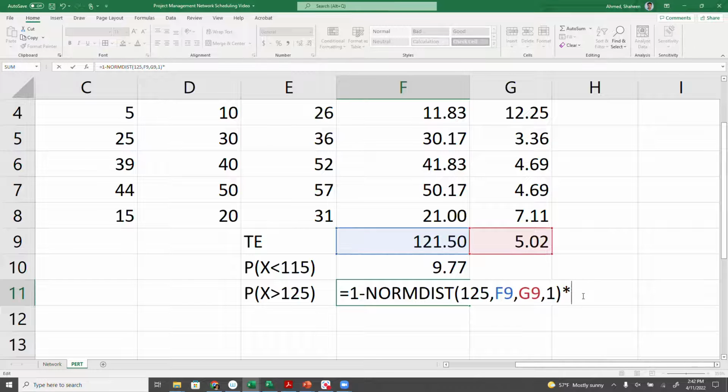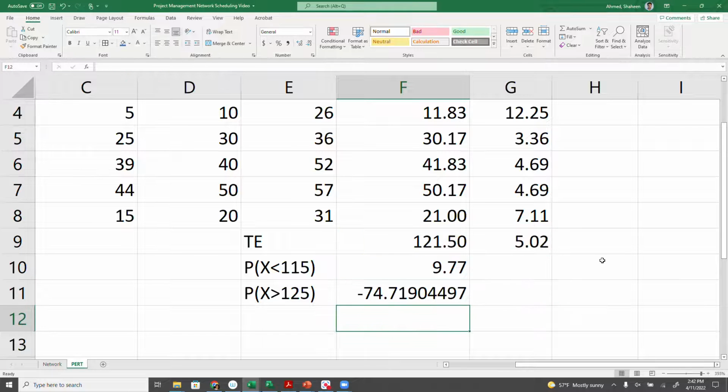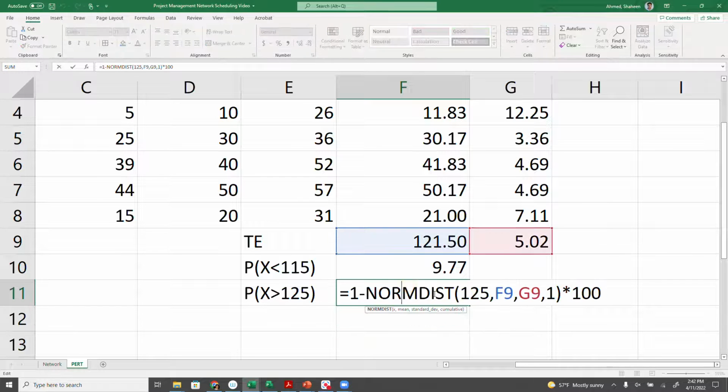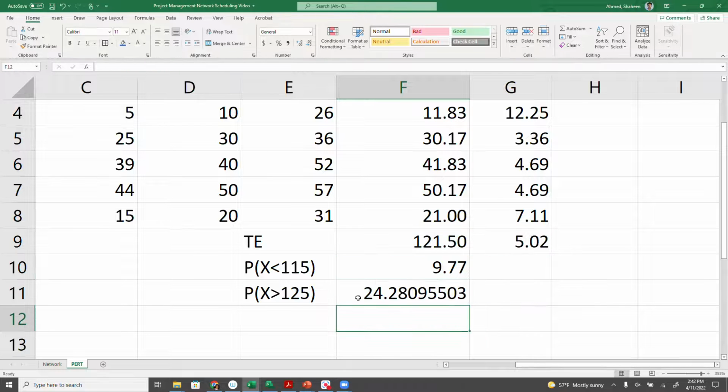I gotta have 100 there too if I multiply that. So about 24% in terms of percentage.